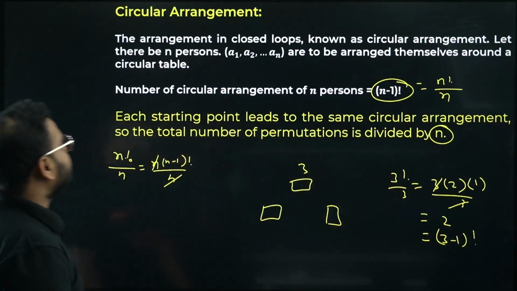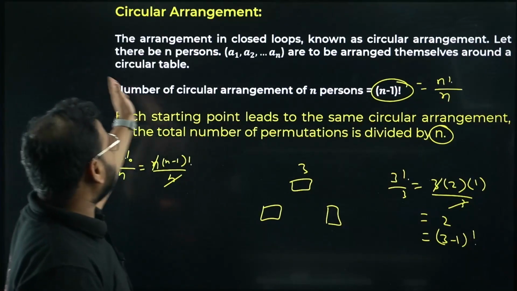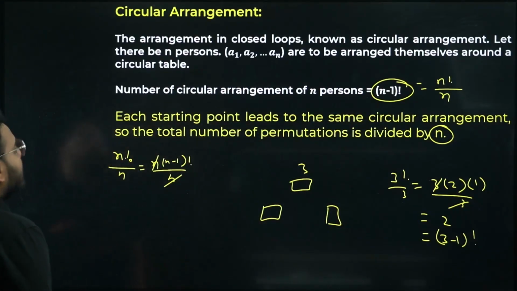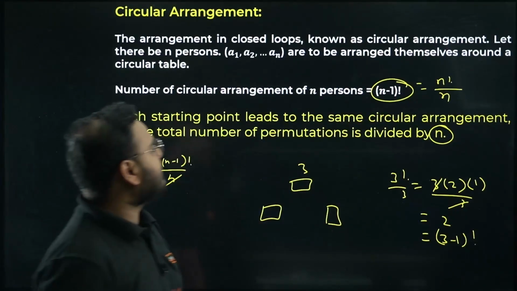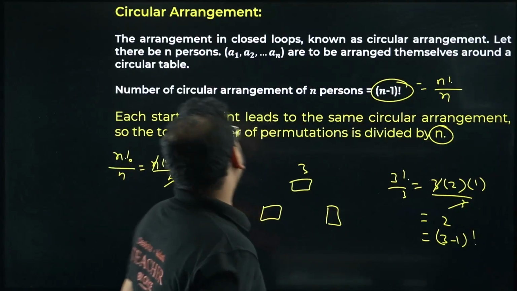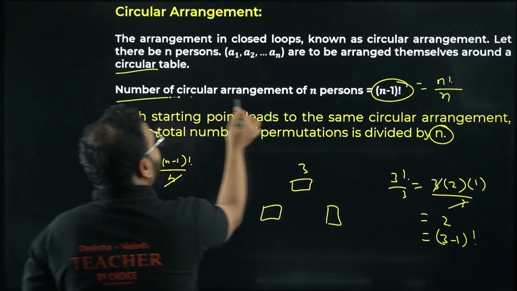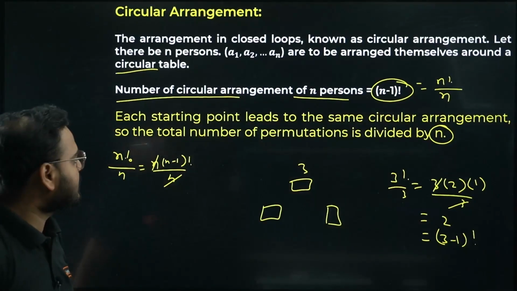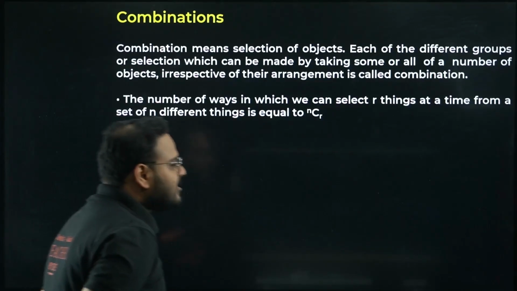Okay. So if I have to read this out, the arrangement in closed loops is known as circular arrangement. Let there be n persons, a1, a2, all the way till an, to be arranged themselves around a circular table. The number of circular arrangements of n persons will be given by n minus 1 factorial. I hope this is clear. Let's move on now. Next is combinations.